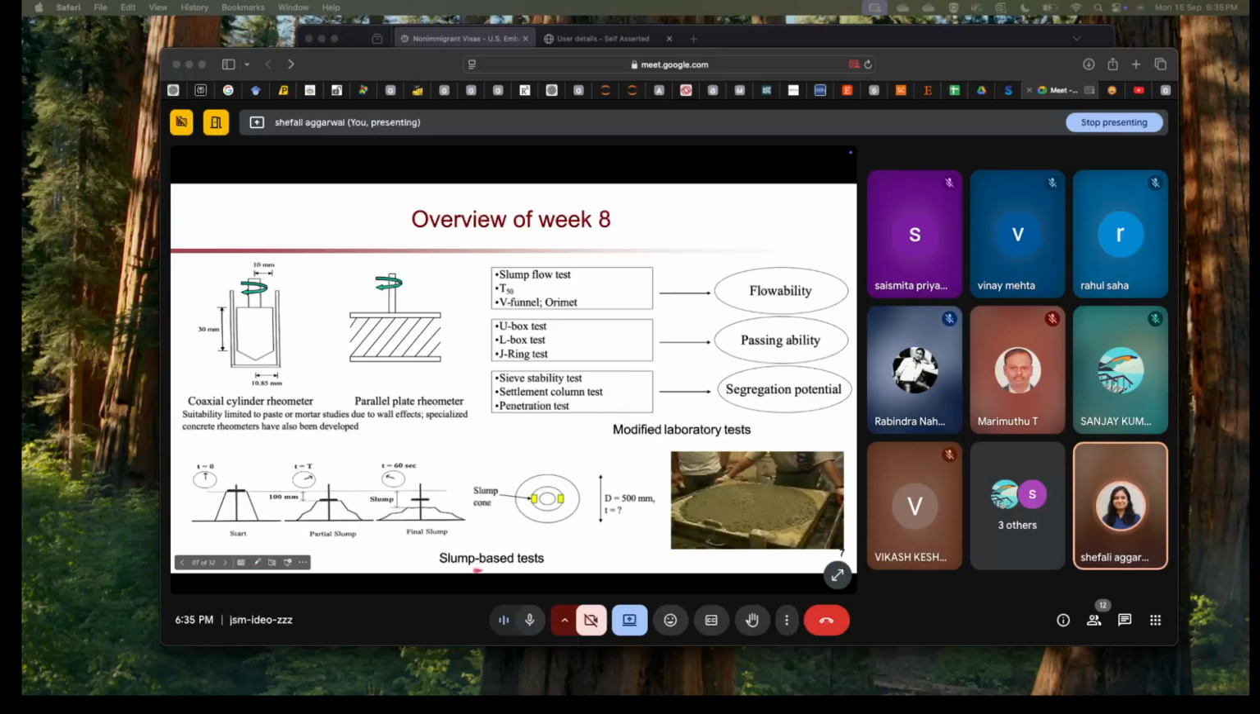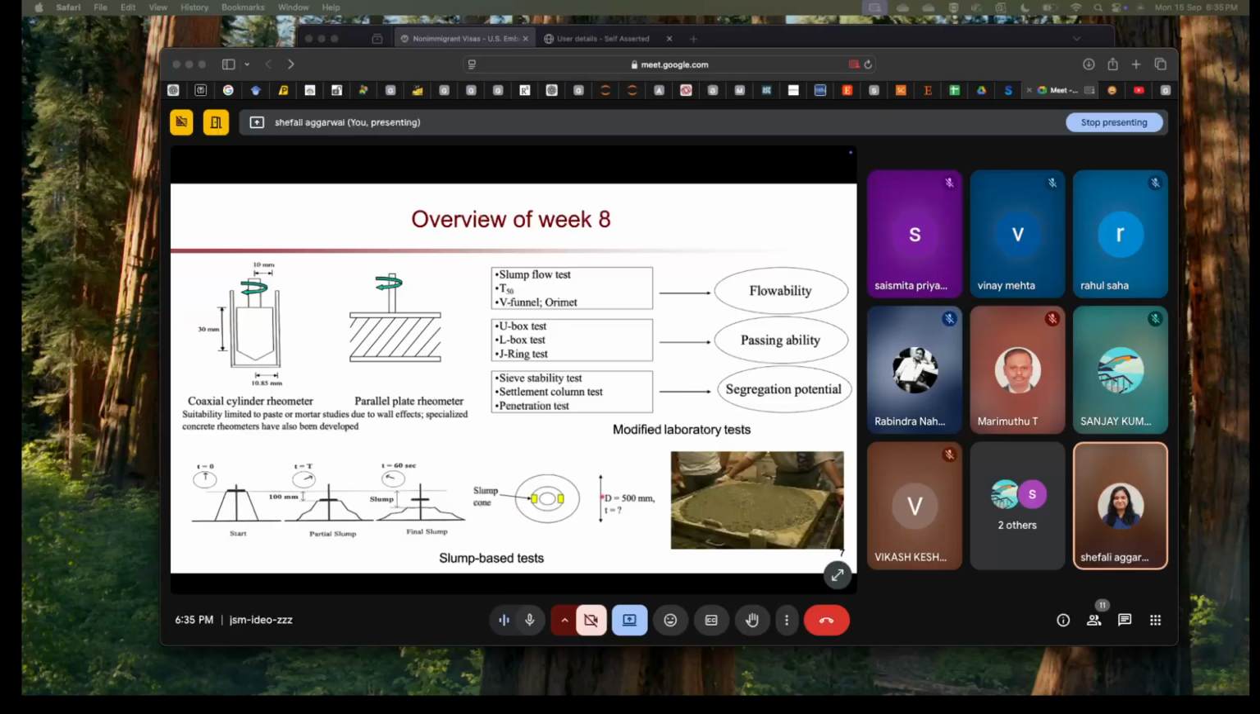The first and most common test is the slump-based test for flowability. You might already know about the slump test. This is the most common test which we do in any type of concreting. We fill our concrete in this slump cone, then lift the cone and measure how much our concrete has flowed, and this gives us the slump value of our concrete. Okay.